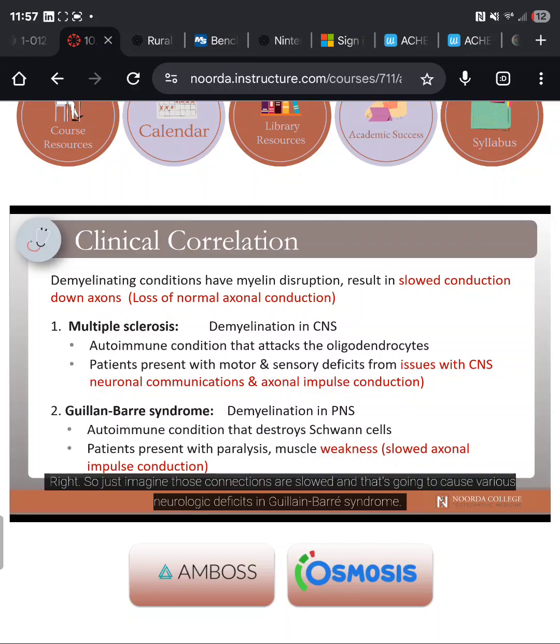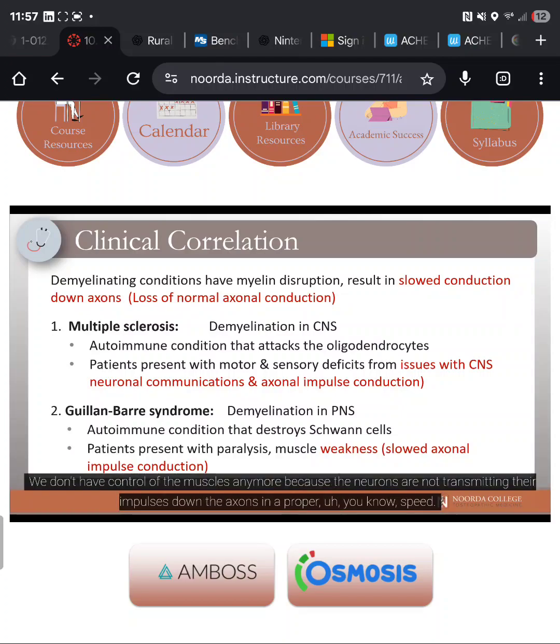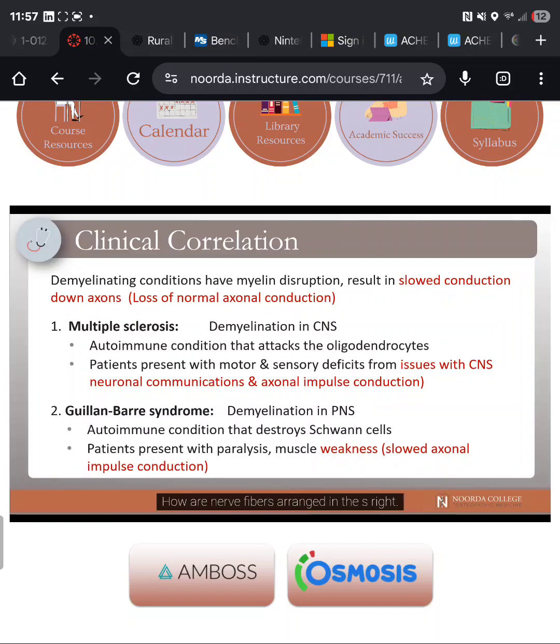In Guillain-Barré syndrome, it's a demyelination in the PNS affecting the Schwann cells. These patients can present with muscle weakness. And why are the muscles weak? We don't have control of the muscles anymore because the neurons are not transmitting their impulses down the axons at a proper speed.